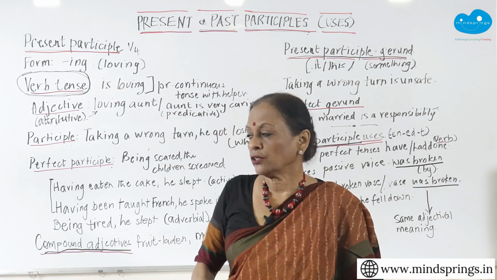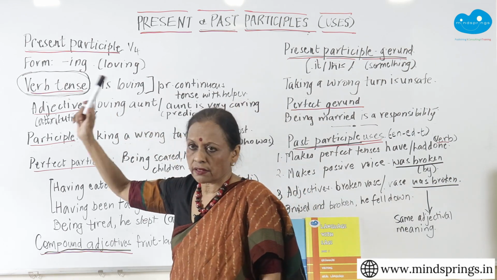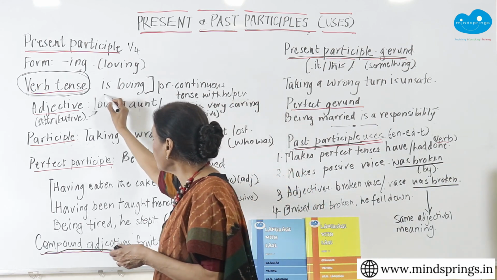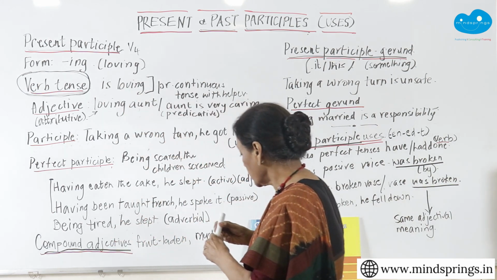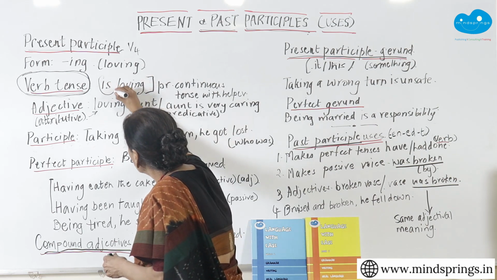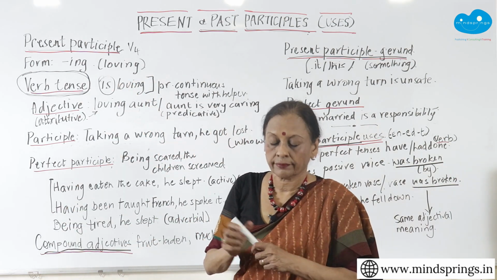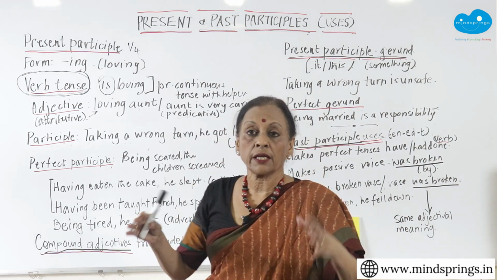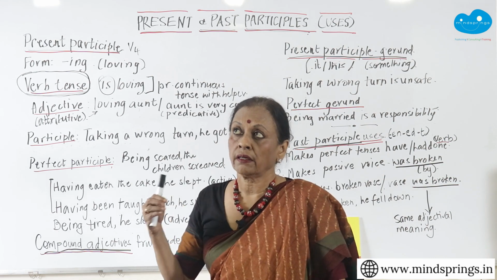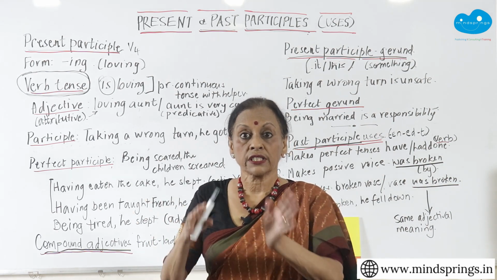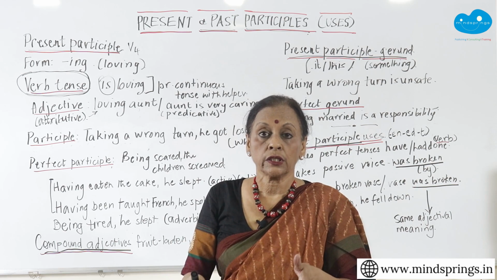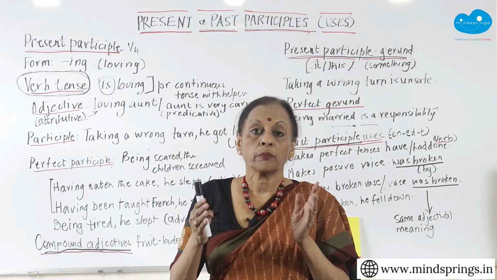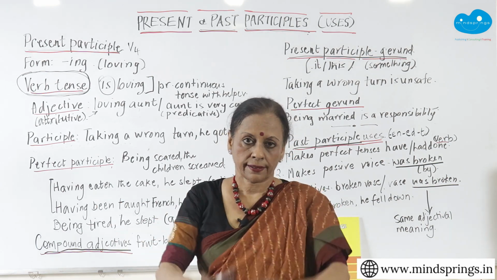And because it has got an ing, it will make a verb tense with the auxiliary, always with the auxiliary, not by itself. See, is the auxiliary. So, is loving, is sleeping, has been going, were coming, all of these. If you have an auxiliary in front of that ing word, it will make a verb tense. And what tense is it making? It is making the present continuous tense.